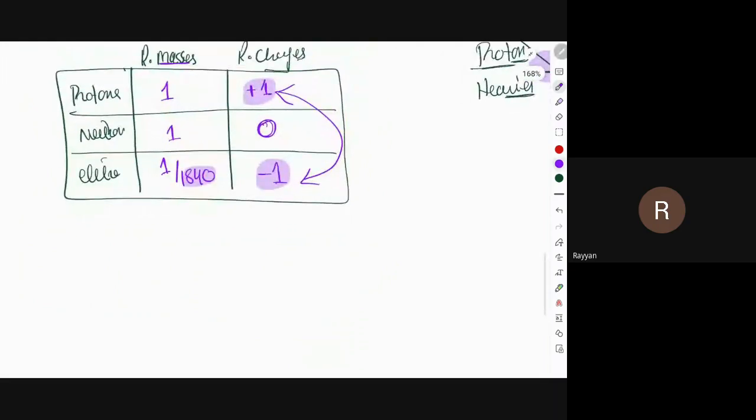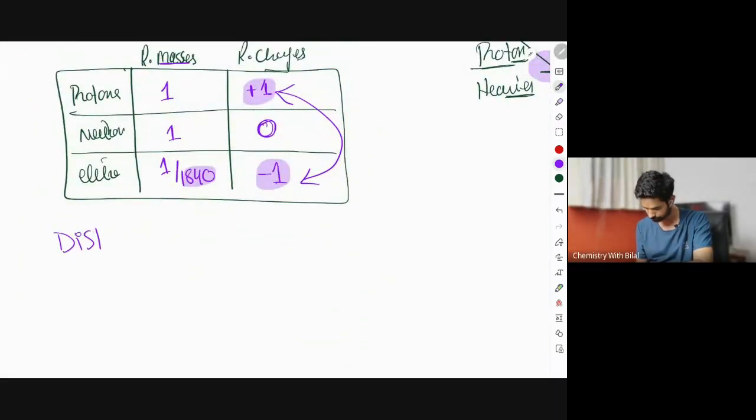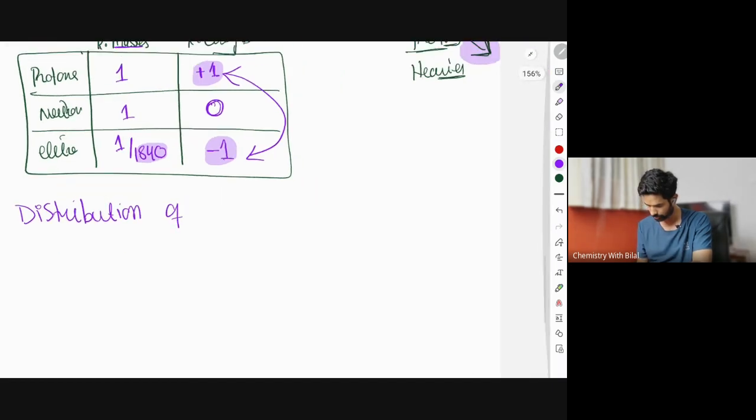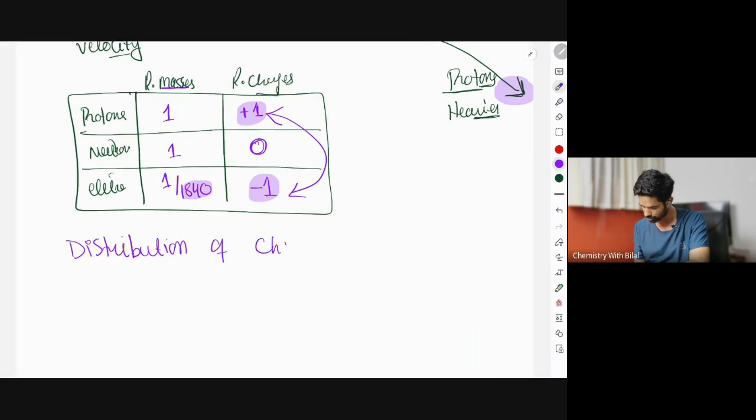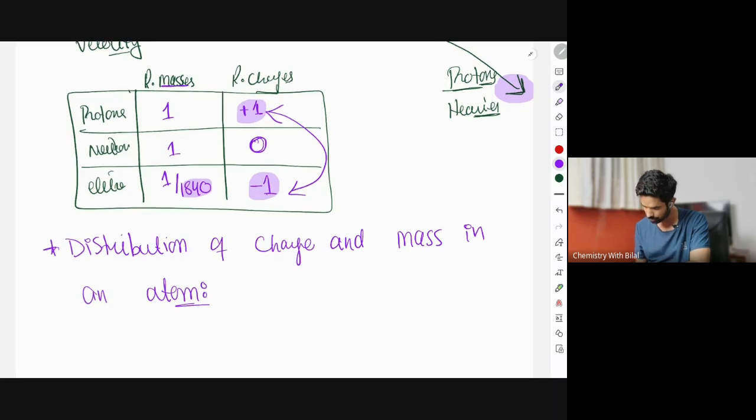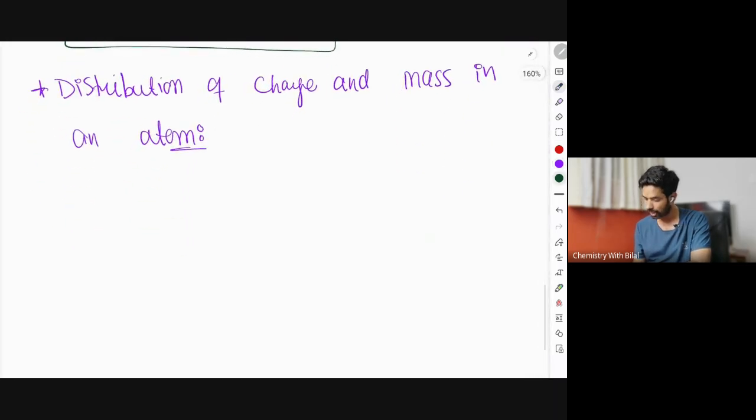Thank you. So now we have the distribution of charge and mass in an atom. This is very important. I want everyone to read the entire statement and try to answer the question. The statement is about how the mass is distributed in the whole atom and how the charge is distributed in the whole atom.